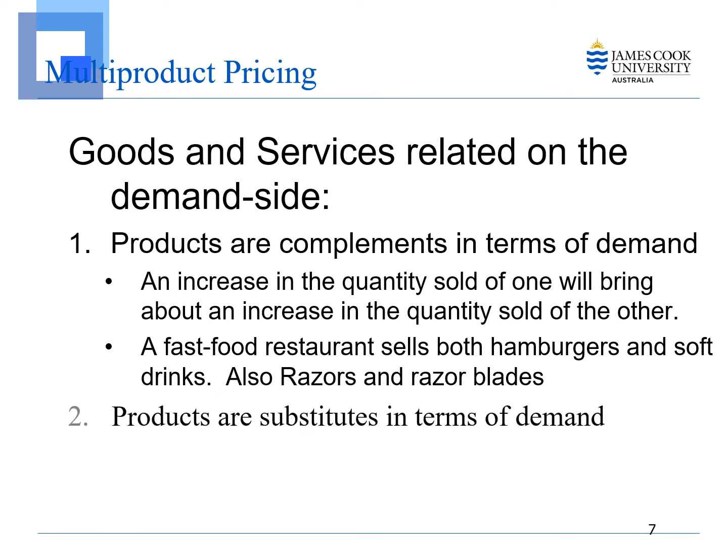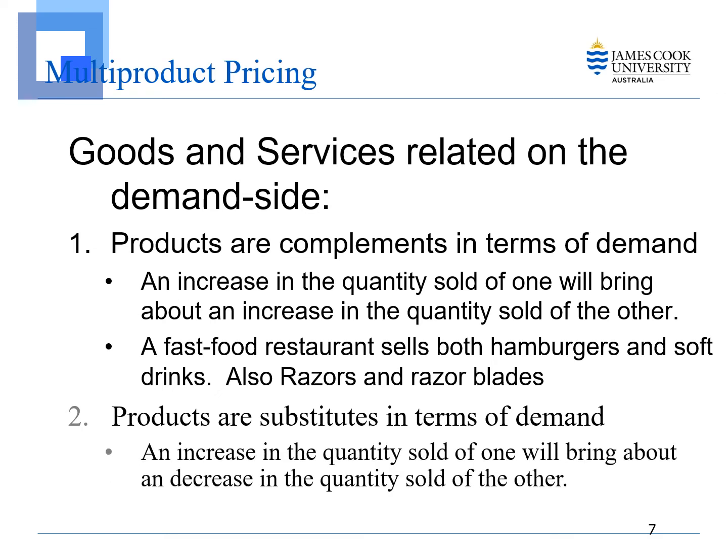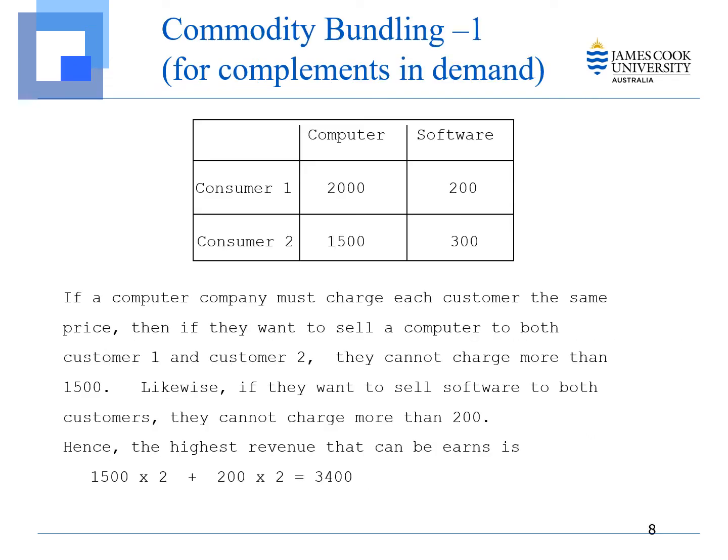Sometimes products can be substitutes for each other, which means that an increase in the quantity of one product will result in a decrease in the quantity sold of the other. For example, different models of cars produced by the same company.